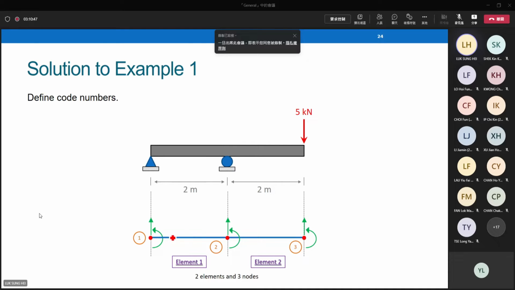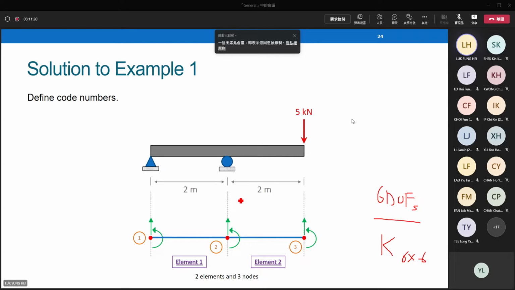Two elements, we have 3 nodes. Node 1, node 2, node 3. Each node we have 2 degrees of freedom, 1 vertical, 1 anti-clockwise. Totally we have 6 arrows. From this picture, we can see that we have 6 degrees of freedom, which tells us that the structure stiffness matrix K should be a 6 by 6 matrix, because we have 6 degrees of freedom. The code number is up to 6.